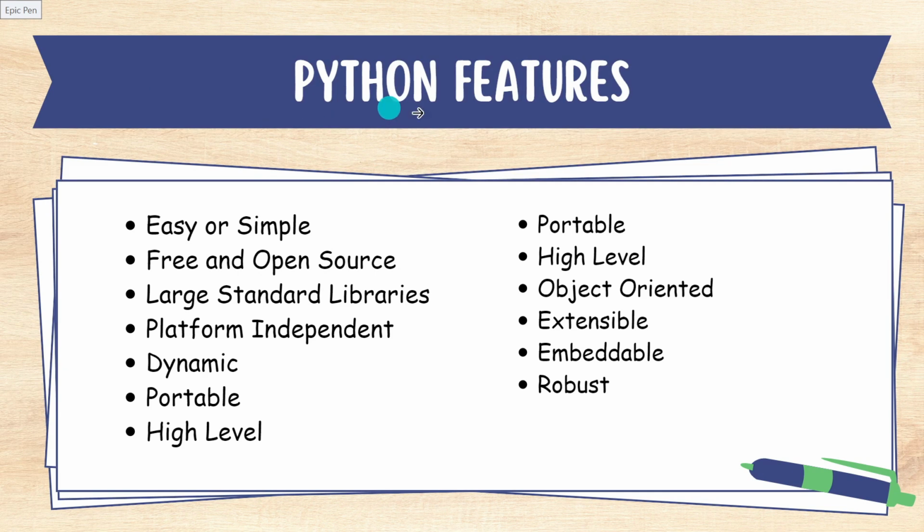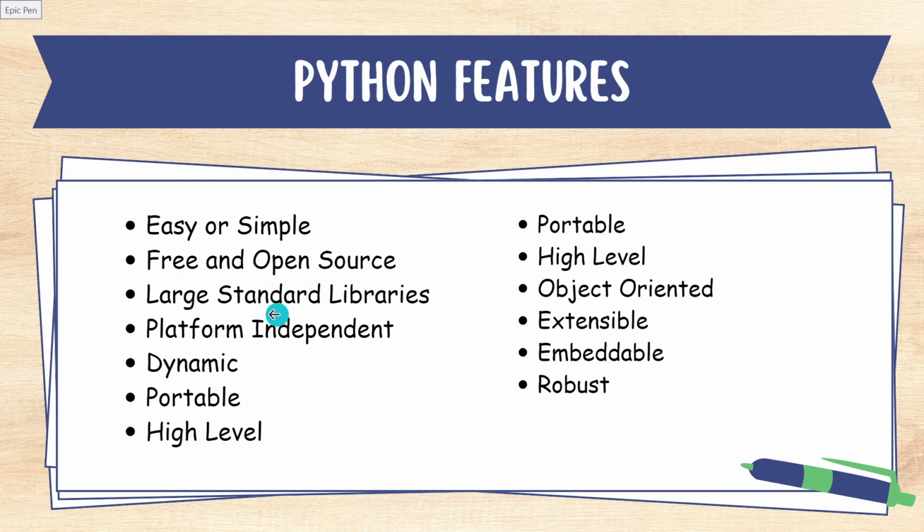Okay, so let's discuss Python features. Python is easy or simple, meaning we can easily understand Python code, because it is a high level language. Free and open source: Python source code is freely available, and if you want to download Python, we don't need to pay anything to anyone. Directly we can download it.